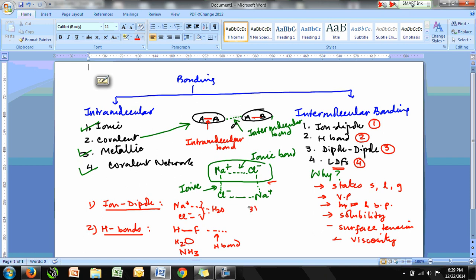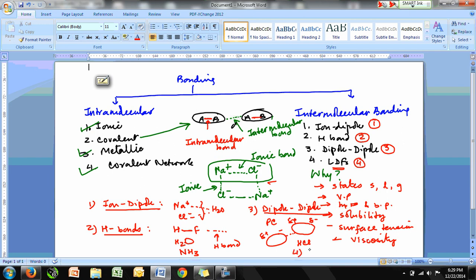The next type of bond is dipole-dipole attraction. Dipole-dipole attraction is when you form a dipole through a polar covalent bond with a positive and a negative end. And if you have another such molecule with a positive and negative end, then the force of attraction between them is called dipole-dipole attraction. For example, HCl molecules attract each other through dipole-dipole interaction.